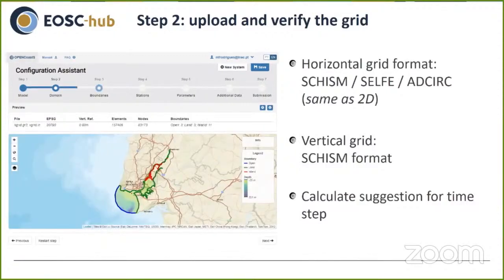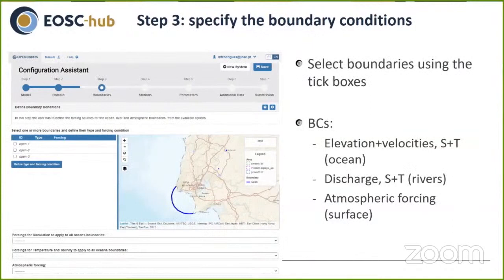After the completion of the upload of the files, it is possible to verify the uploaded horizontal grid, as you can see in here. The next step is the specification of the boundary conditions. The user must select the boundaries using the tick boxes and specify the boundary conditions for the ocean, the river and the surface boundaries. For 3D forecasts, besides specifying elevation and velocities at the ocean and the river flows, the user must also specify the boundary conditions for salinity and temperature.